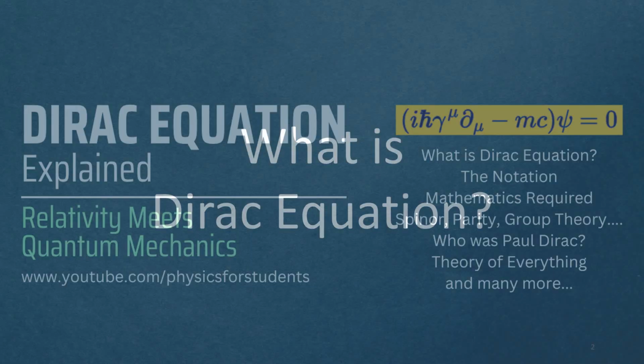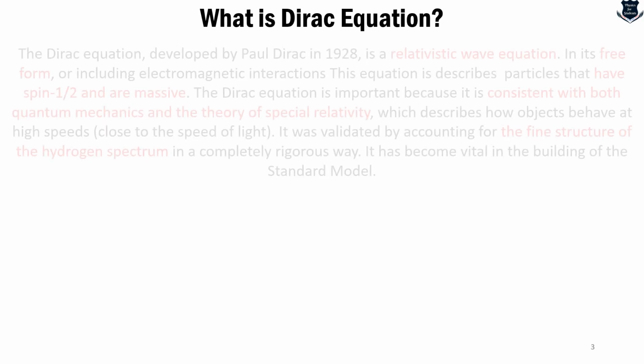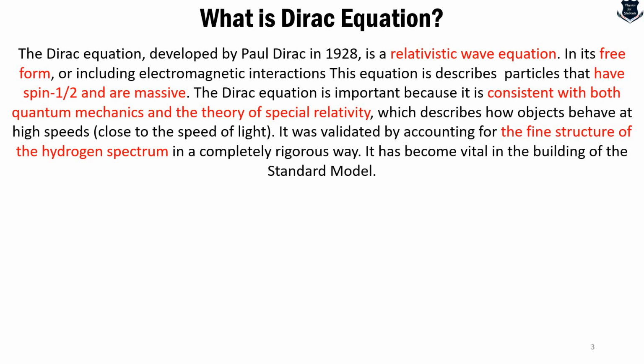So first of all, we are going to go directly into understanding what the Dirac equation is. In physics and mathematics, we go for a definition. Now here is a definition of the Dirac equation. It was developed by Paul Dirac in 1928.